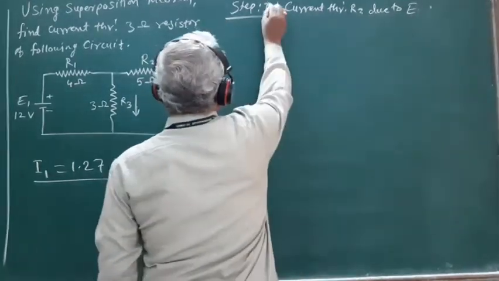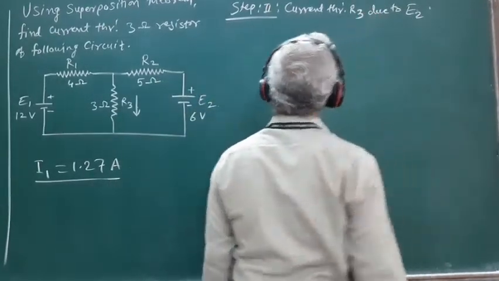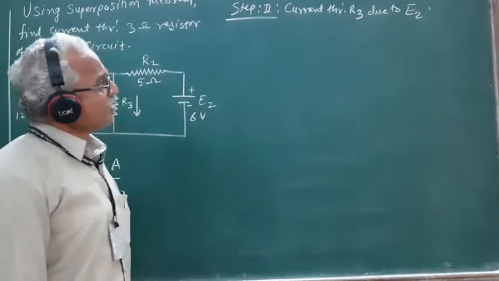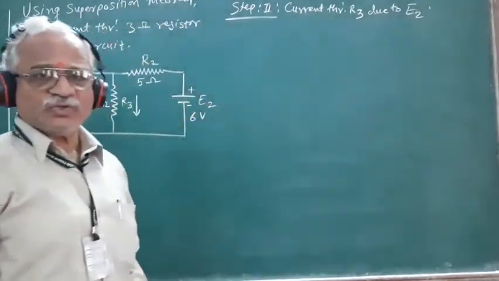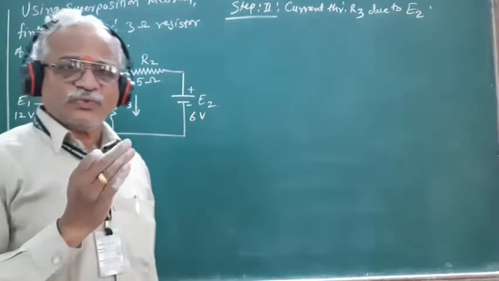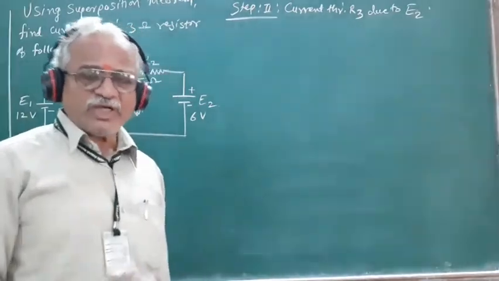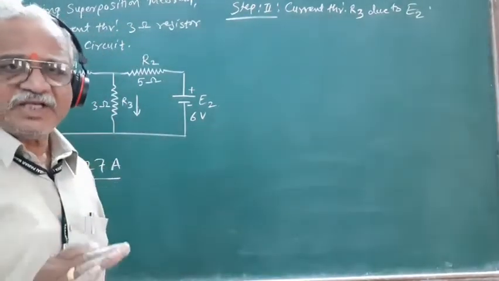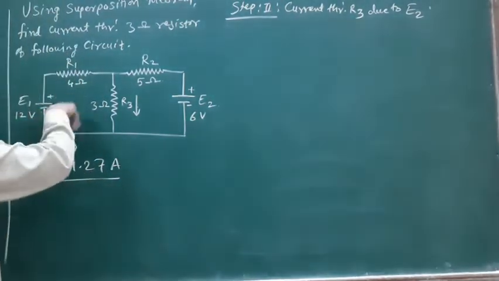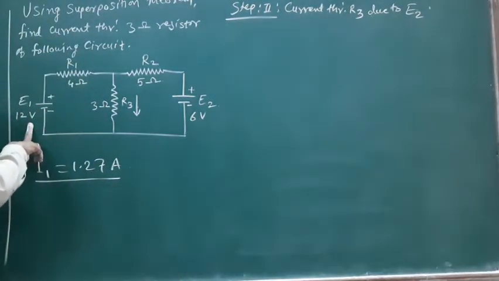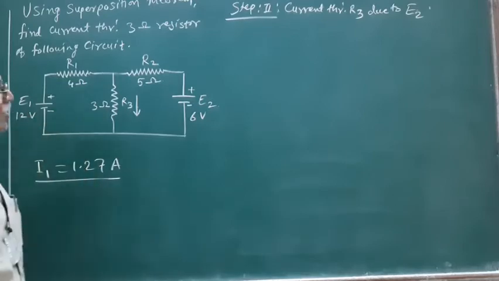The second step is the current flowing through the resistance R3 due to E2. When we want to find out the current flowing through this resistance R3 due to E2, we have to kill the first source of EMF E1 for its EMF, retaining its internal resistance in the circuit. So in the given network, no internal resistance is mentioned here. So we can consider as if its internal resistance is 0.